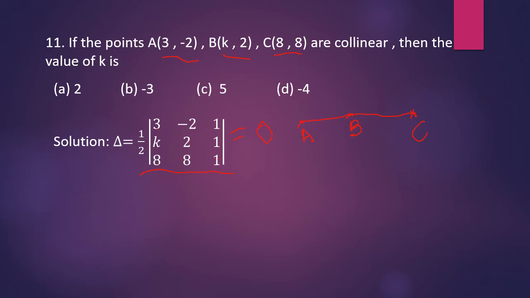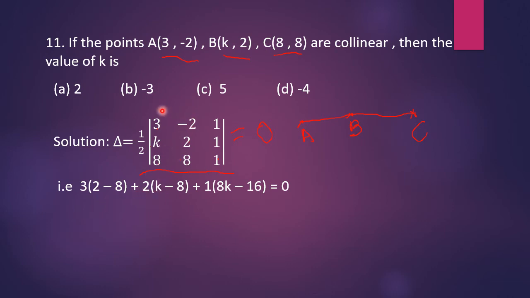You know how to evaluate a 3 by 3 determinant. So that is 3 into, if you delete the first row and first column, you will get a 2 by 2 determinant, that is this one, 2, 1, 8, 1. Evaluate the 2 by 2 determinant, you will get 2 minus 8, plus minus of this entry. This is -2. Minus of -2 is +2.